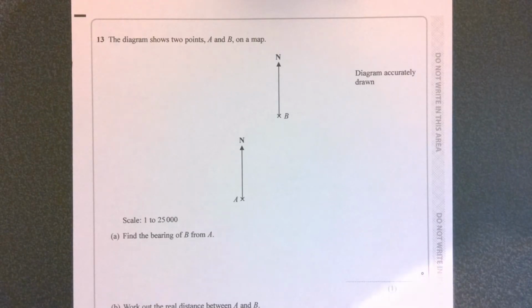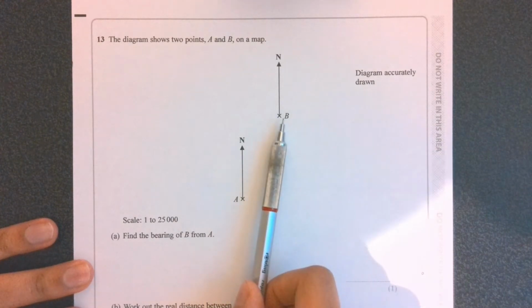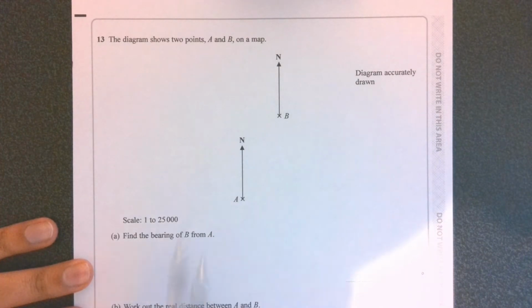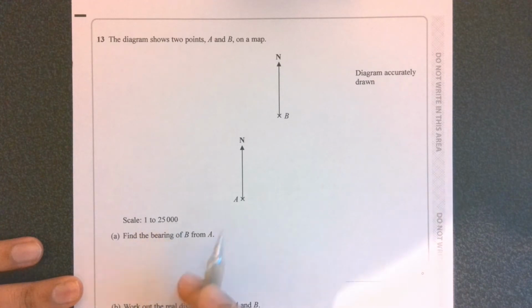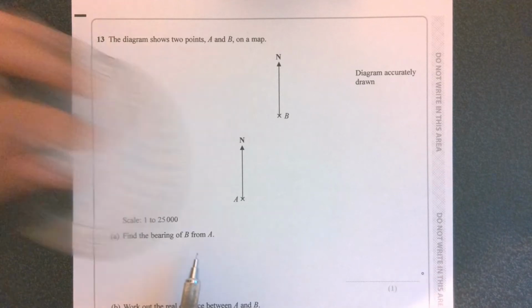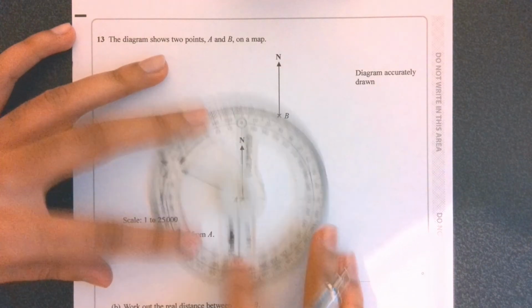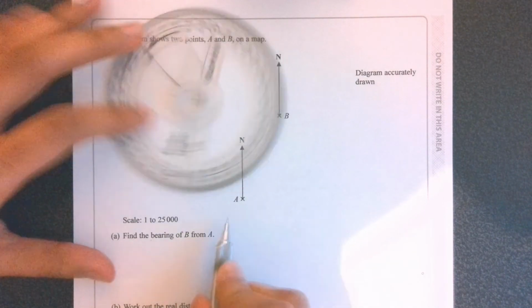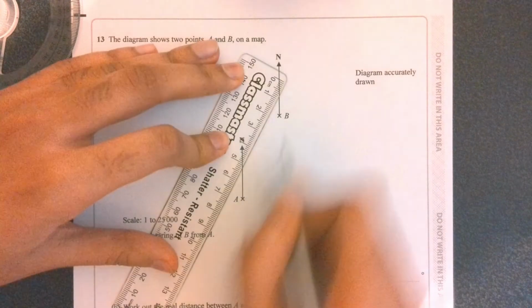Question number 13, we've got the diagram which shows 2 points A and B on a map. So we've got the point A over here and the point B over here, and we've got the scale 1 to 25,000, and we have to find the bearing of B from A. And to do this, simply grab your protractor, line everything up. We're going from A to B, so we want to measure the angle from here to here.